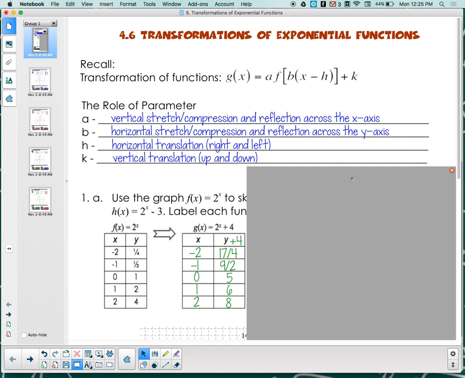I know you have fractions, but again, deal with them. A quarter plus 4 works out to 17 over 4. A half plus 4 is 9 over 2. 1 plus 4 is 5. 2 plus 4 is 6. And 4 plus 4 is 8.